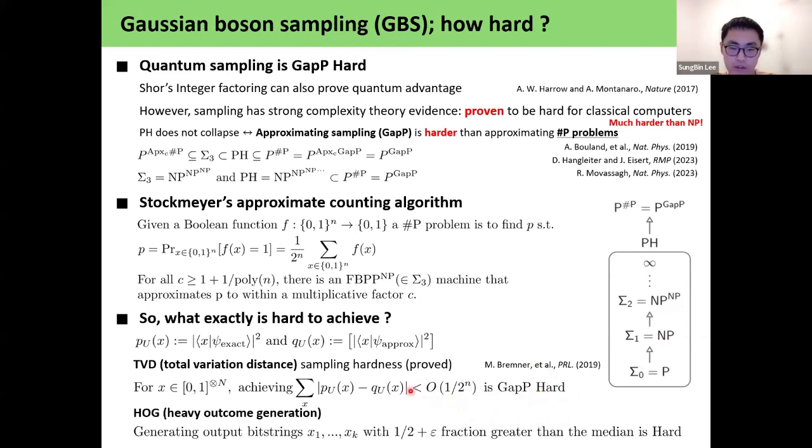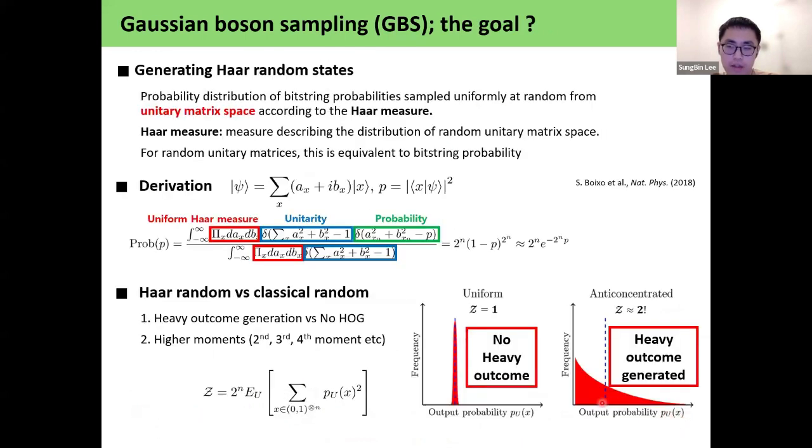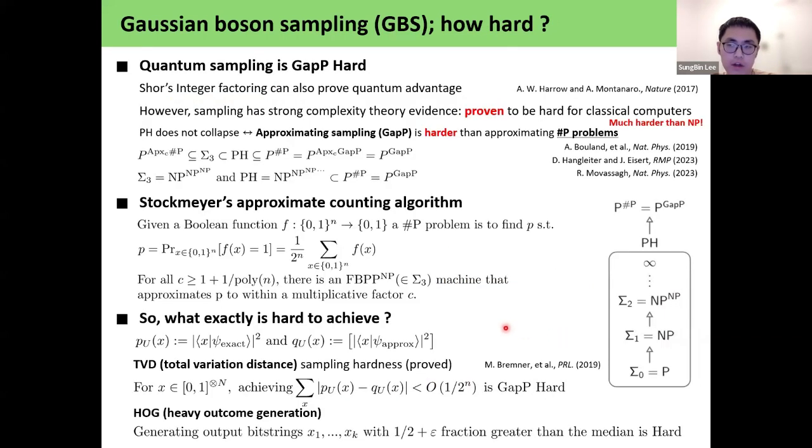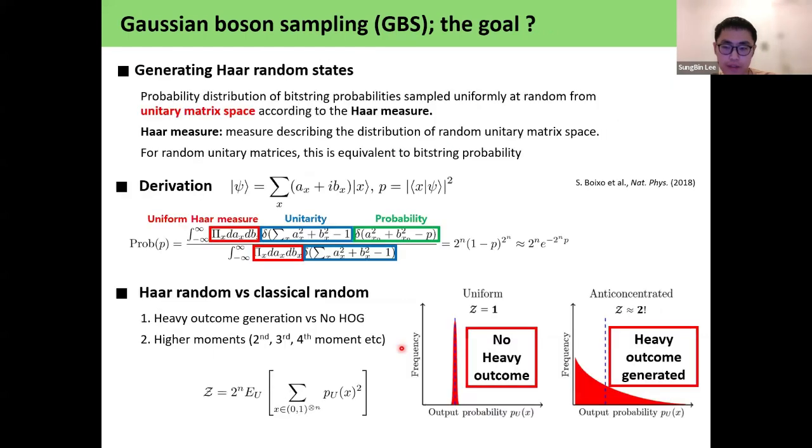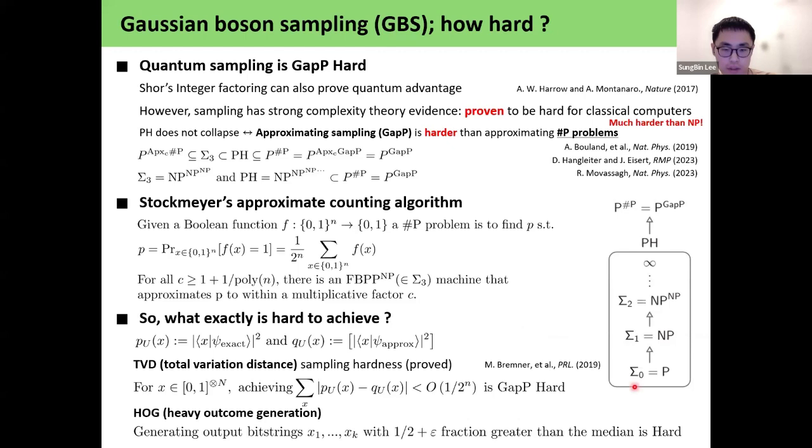It's quite interesting. Another thing I have interest in is the HOG, the heavy outcome generation, which is the number of bit strings x1 to xk with more than 1/2 fraction greater than the median. The median is about log 2 of the average value. So the median in a random state is log 2 times 2 to the minus n, because the average is 2 to the minus n. So heavy outcome generation basically means that more than 1/2 of the fraction is larger than the median.